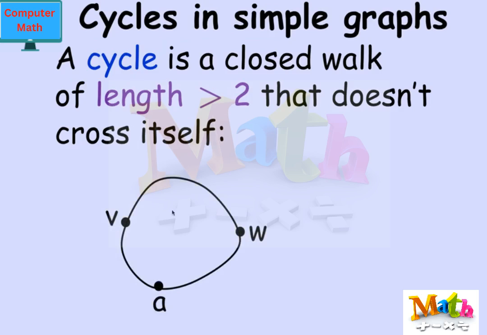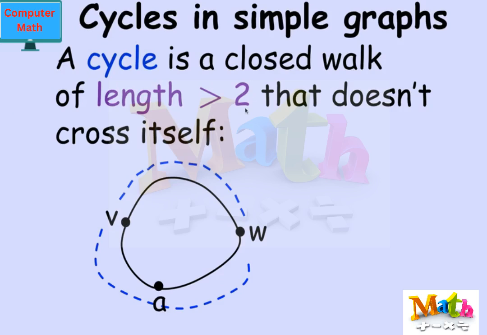So it looks like you start someplace at V, and then you go around to A and to W, and it's all distinct vertices as you go around in this path, except that the path ends where it starts at V, which is what keeps it from being a path and makes it a cycle.